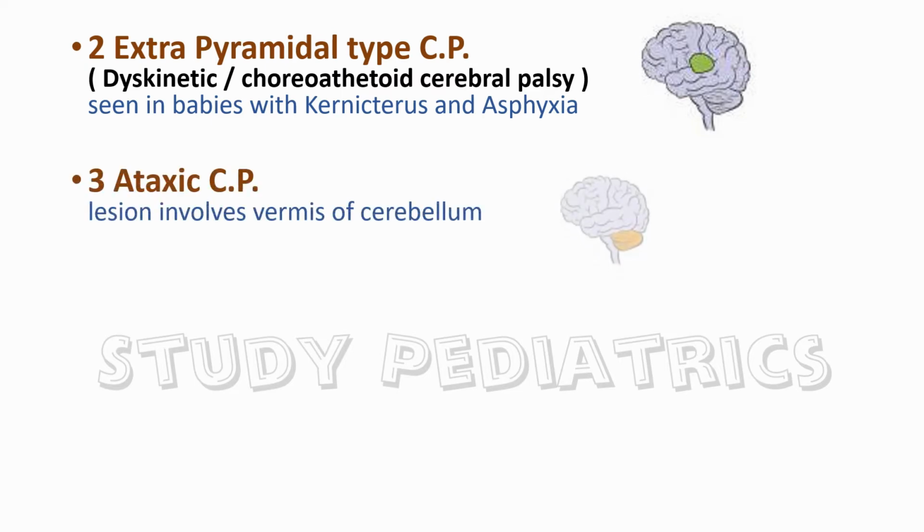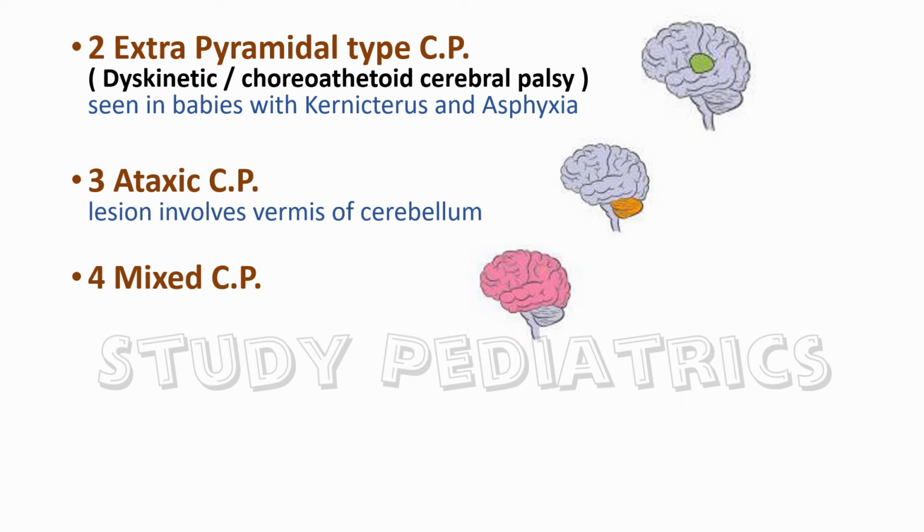The third type of CP is ataxic CP. Here, the lesion involves the vermis of the cerebellum. The fourth type is mixed CP, the fifth is atonic CP, and the sixth type is unclassified CP.